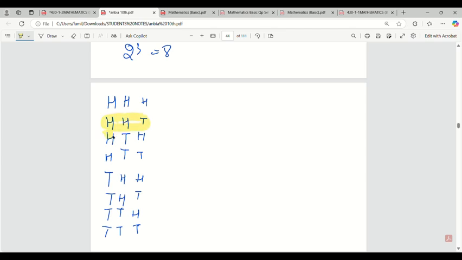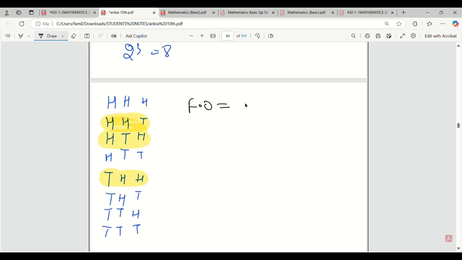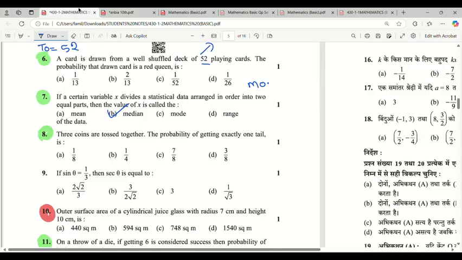1, 2, and 3. So totally how many outcomes are you having? Favorable outcomes are 3. Total outcomes are 8. Are they 8? Yes, they are. 1, 2, 3, 4, 5, 6, 7, and 8. So the total probability will be 3 by 8. That only they asked.